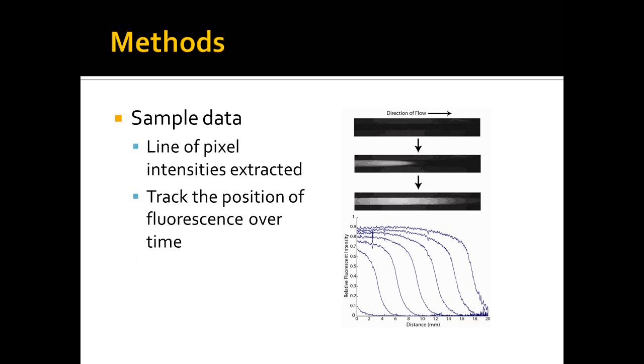To get a feel for the type of data we're going to be looking at, here's a little bit of sample data showing, as we mentioned before, that fluorescence creep progressing down the channel. What we're doing really is looking at a line of pixel intensities down the length of the channel, and we're tracking the position of that front of the fluorescence over time. Now when you extract the pixel intensities, you get curves that look like this on the bottom. What I've done is track this fluorescence creep at 30% maximum value, just for some type of consistency between the different trials in case the intensities were different.